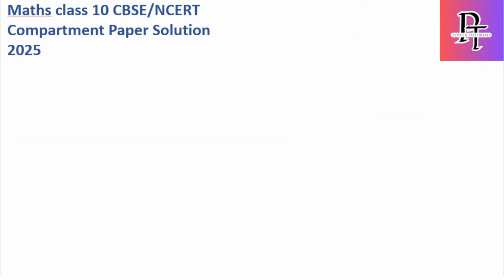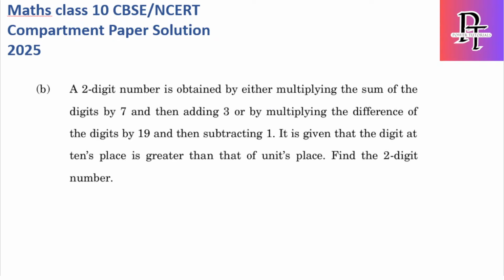Okay, let's move to the next question. A 2-digit number is obtained by either multiplying... Okay, this is also related to equations. Let's solve this. A 2-digit number is obtained by multiplying the sum of digits by 7 and adding 3. Sum of digits is x plus y. The 2-digit number is always 10x plus y, where x is the tens place and y is the units place.